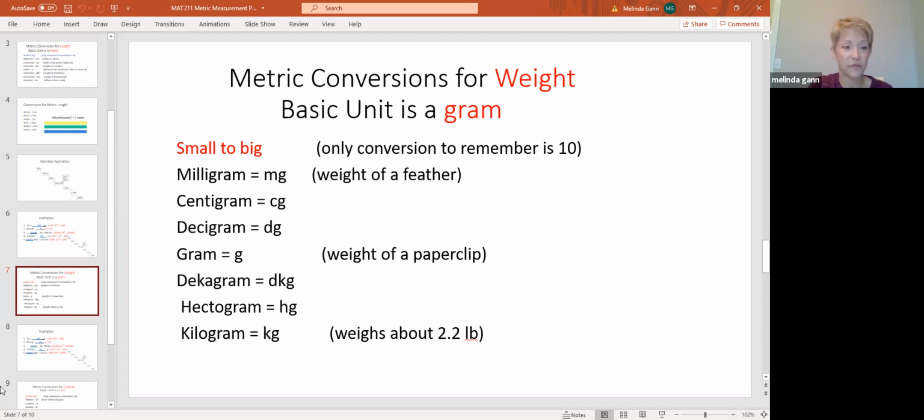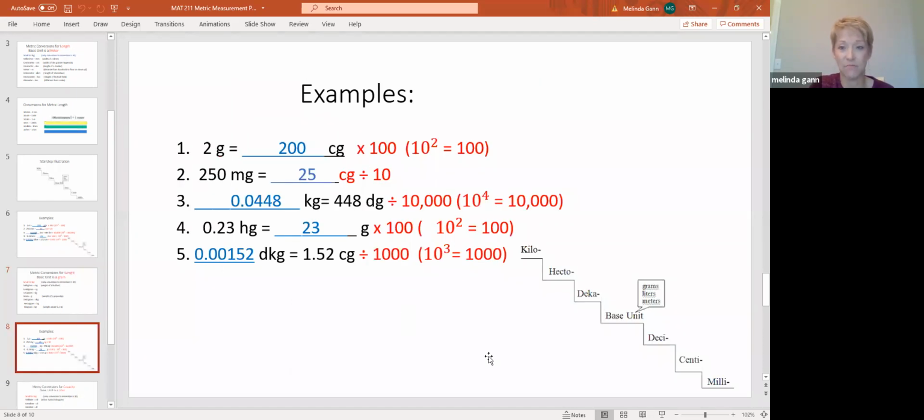Now, what if you have to do conversions? It's the same. See, it's the same stair step because the prefixes are the same. So I would do it exactly the same way. Big to small, you multiply. Small to big, you divide. So I'm going gram to centigram. All right, gram would be right here. See, that's my base unit. So gram down to centigram. 1, 2, 10 to the 2 or 100. Big to small, I multiply. So 2 times 100 is 200.